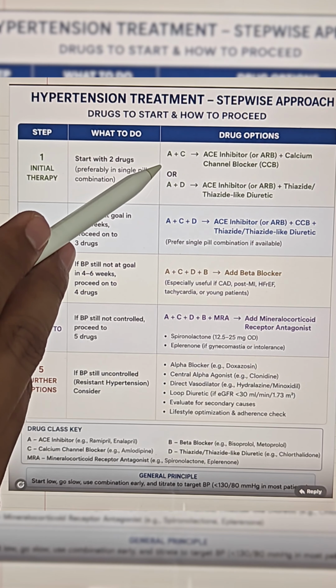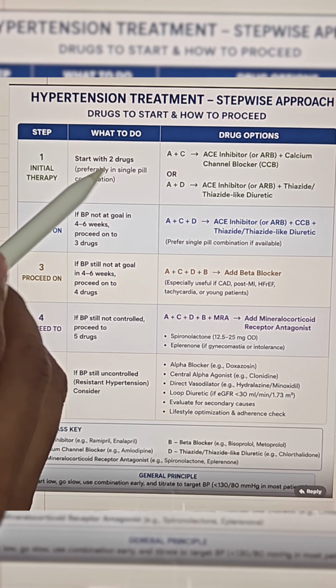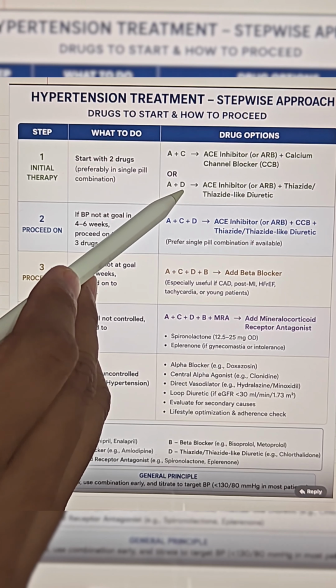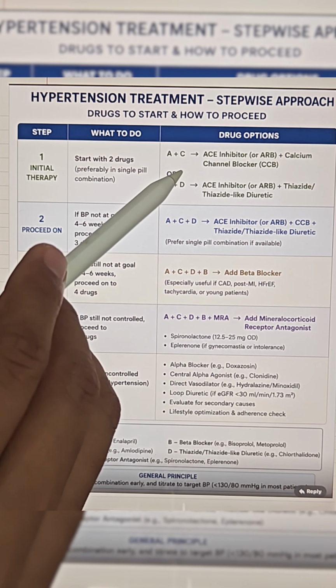Now first of all, let us look at these abbreviations. A is ACE inhibitor, B is ACE inhibitor or ARBs, that is angiotensin receptor blockers. B is beta blocker, C is calcium channel blocker, D is diuretic, that is thiazide or thiazide like diuretic. MRA is mineralocorticoid receptor antagonist. Okay. So in step 1, you have to start with two drugs. It is A plus C or A plus D. Any combination according to the patient's lab report you can start.